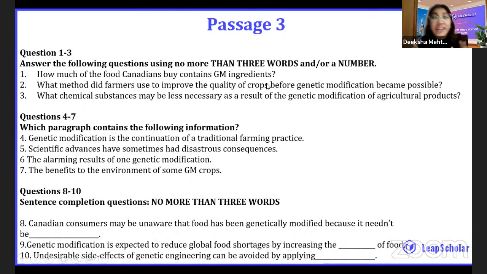All right. Before we move to questions 8 to 10 now, this is how you should tackle your mock test. If you have these questions, you do them later on, isn't it?